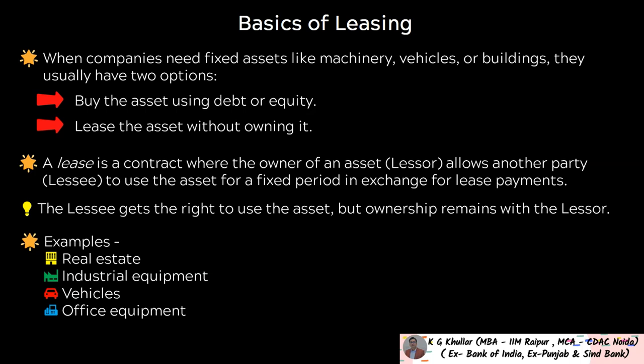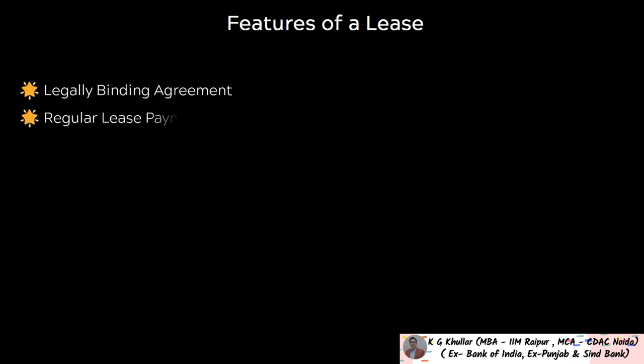Now that we have understood what a lease is, let's talk about its features. Friends, a lease agreement has some unique features that set it apart from regular asset ownership. First is that it is a legally binding agreement. Friends, a lease is a contract that legally defines the rights and responsibilities of both the lessor and lessee. Then second is regular lease payments. That is, here the lessee pays periodic rentals ensuring steady income for the lessor.